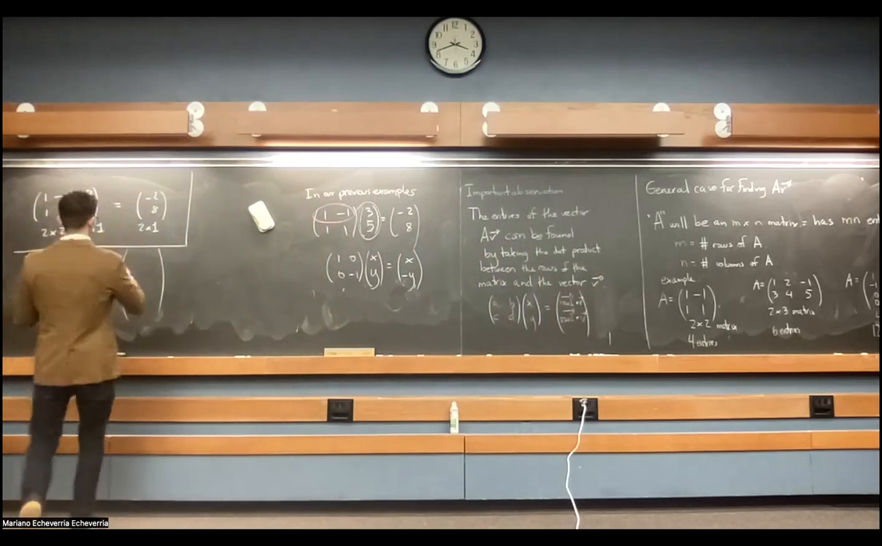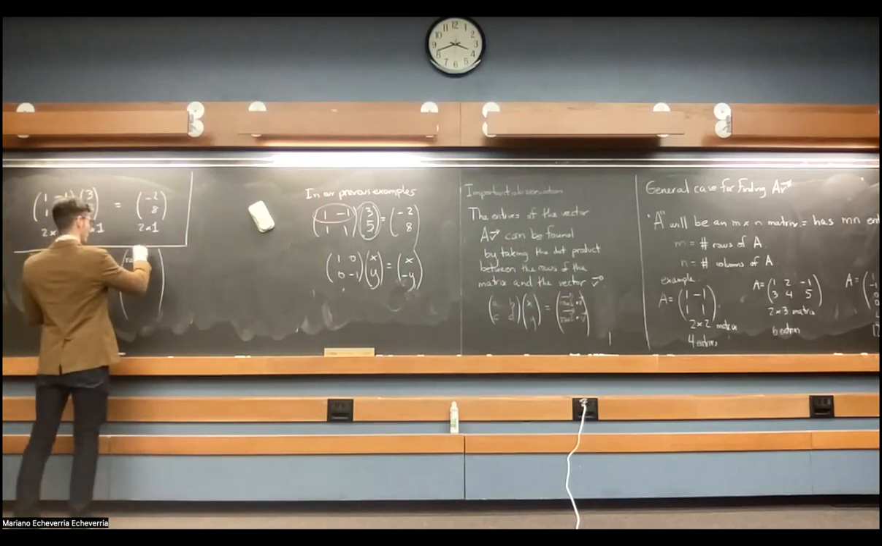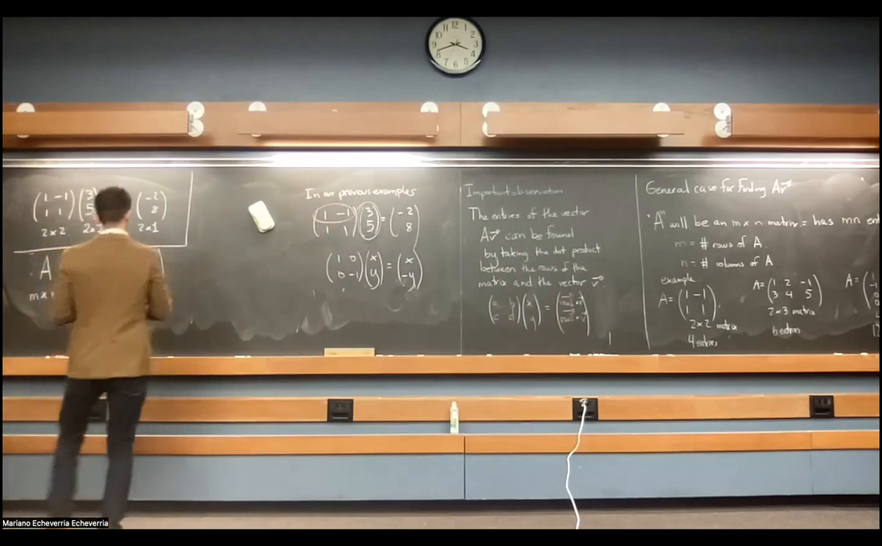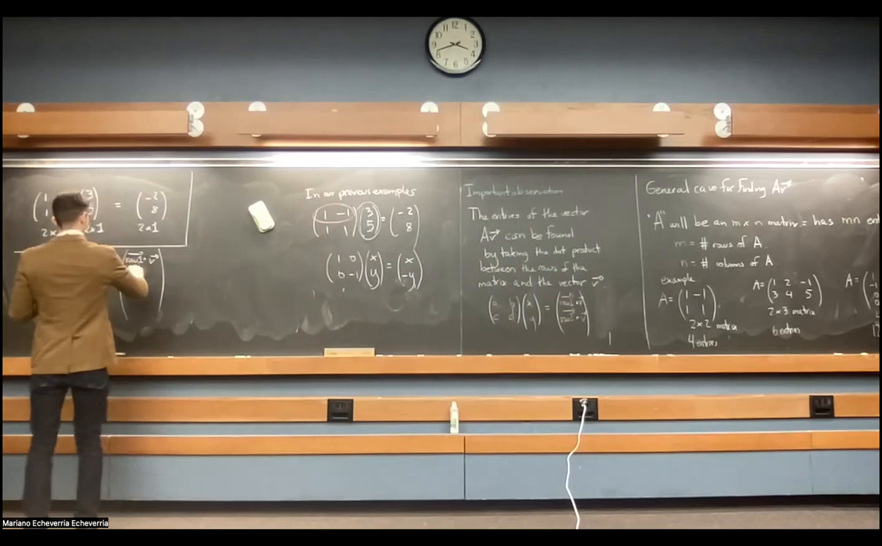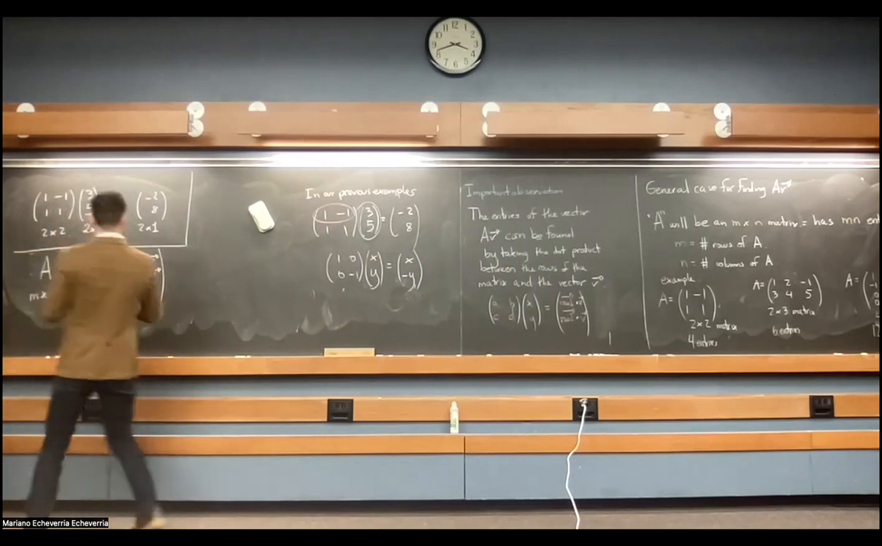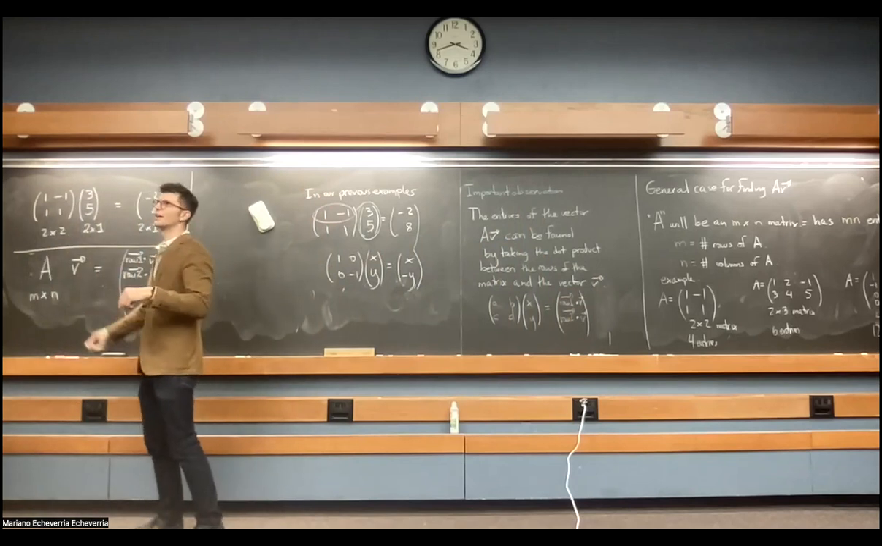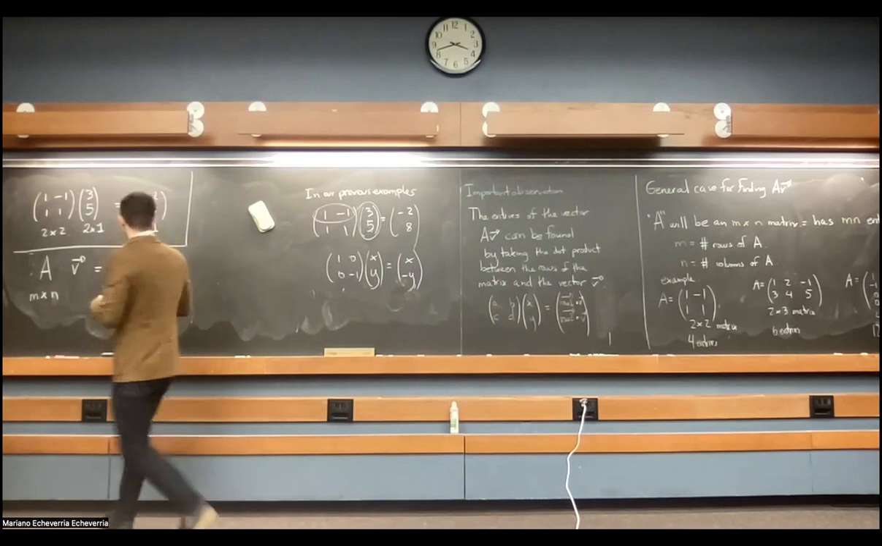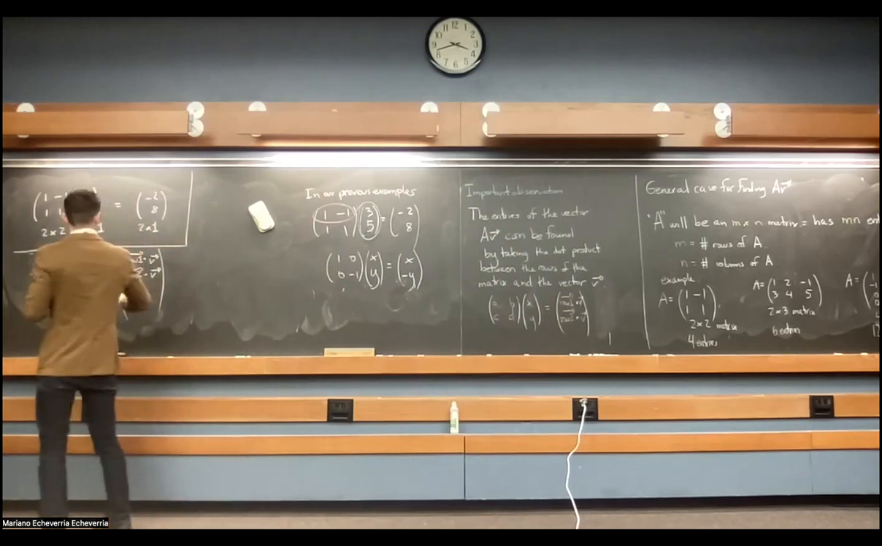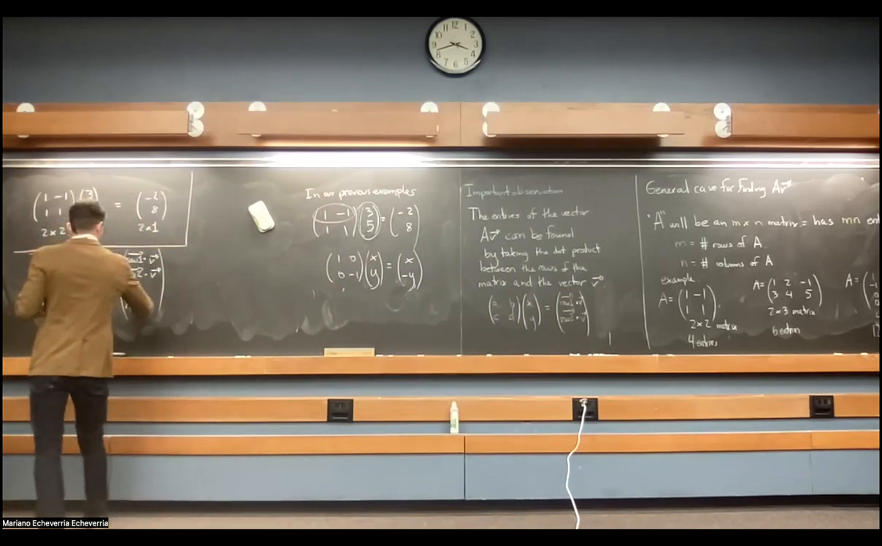So it should be the first row dot the vector b. The second row dot the vector b. And if we had like 4 rows, it would be row 3 dot b up to row 4 dot b. So this keeps going until you get to row m dot b.